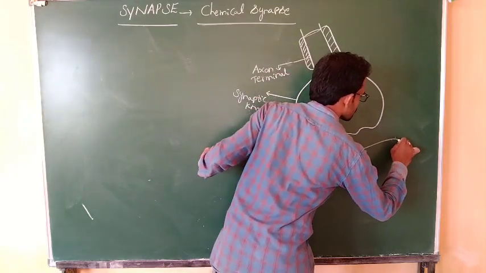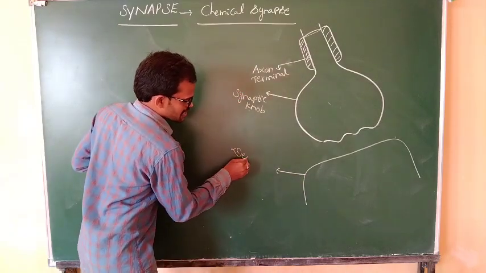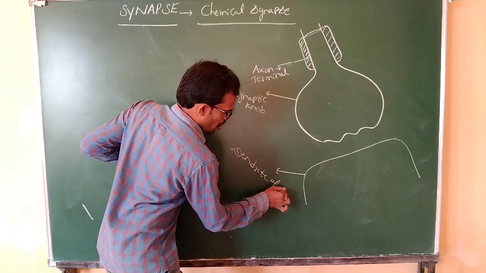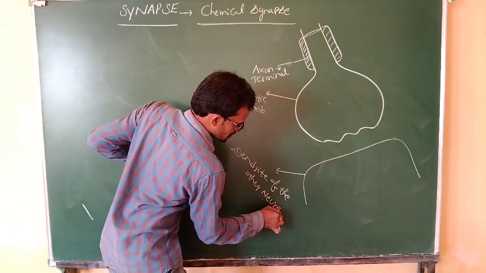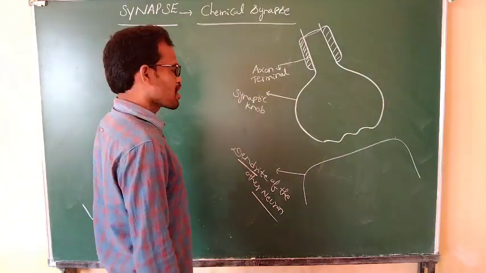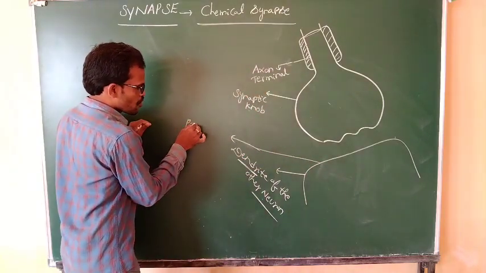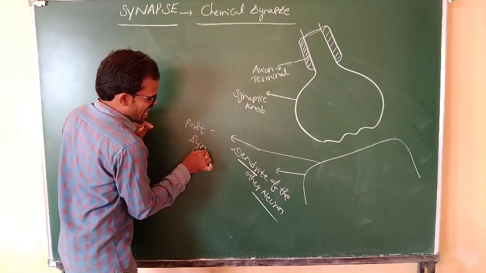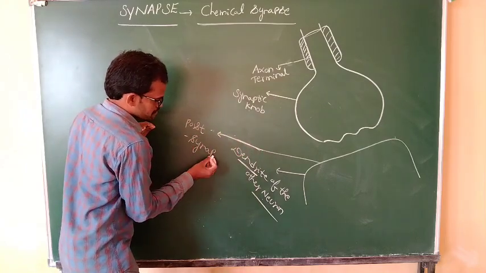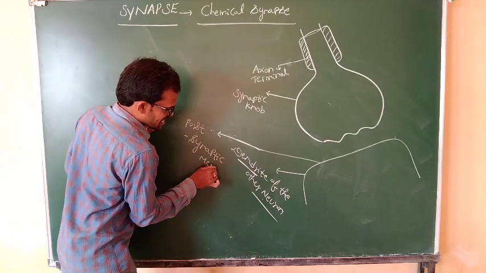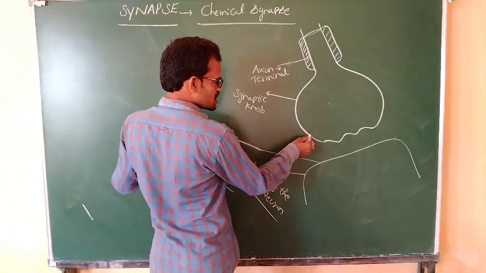See here, it is the dendrite of the other neuron. This membrane is known as the postsynaptic membrane.